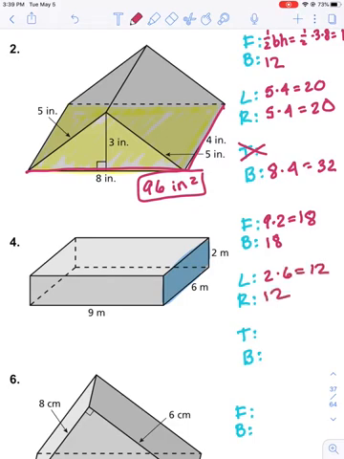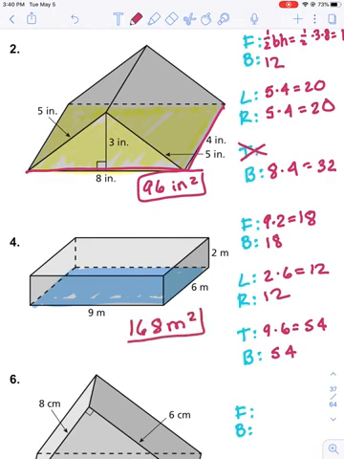Left and right. So I only need to color in one of them, but I could color in both if I want. That looks like it's 2 times 6 to me, which means they're both 12. Top and bottom. I'm only going to color in one. And that looks like 9 times 6, 54. And I can assume they're both 54 then.